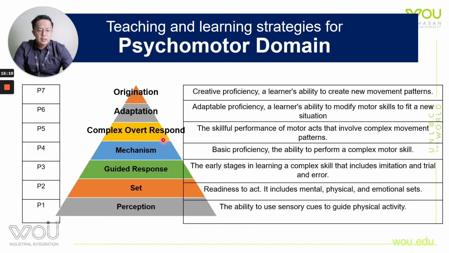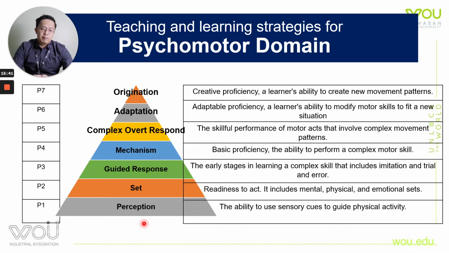Complex overt response means that they are able to perform the skill at a more skillful level. Then adaptation means that they are even more skillful. They're able to adapt their skill according to the different environment. And finally, origination, where the students are able to create a new movement pattern. So if you want to understand it more easily, maybe you can take it from the example.